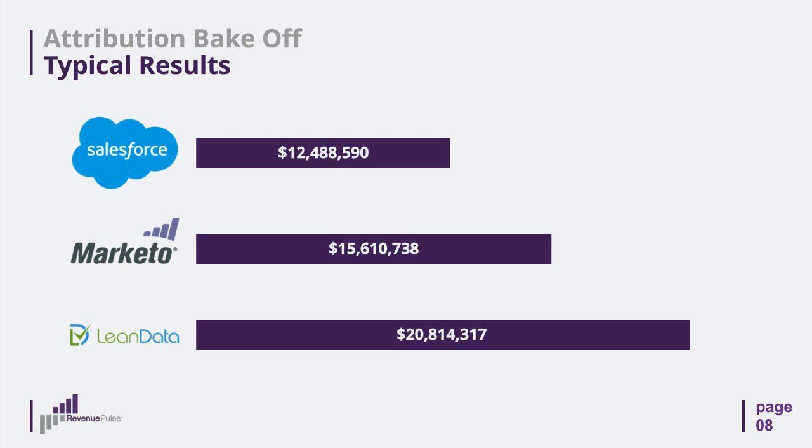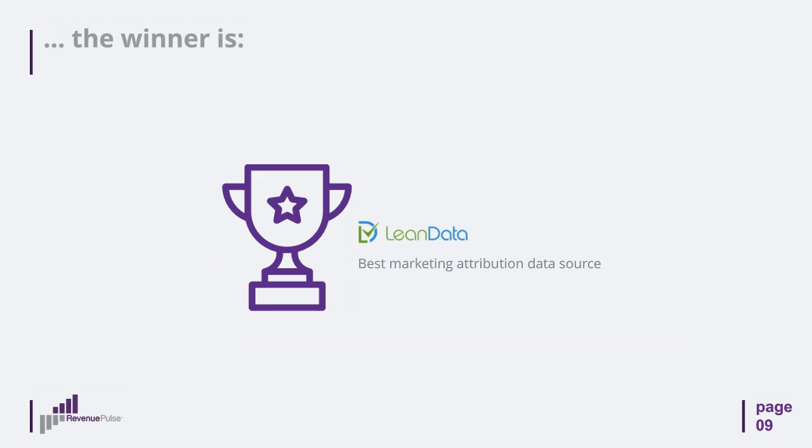Once we actually show the results to our clients, we get some of their feedback. We look at the sphere of influence and the differences between each of the sources. Every single time, we've found that the winner is LeanData as the best marketing attribution data source. At the end of the day, we need full visibility into our entire influence within an account, and that means that having our matched leads is extremely important.